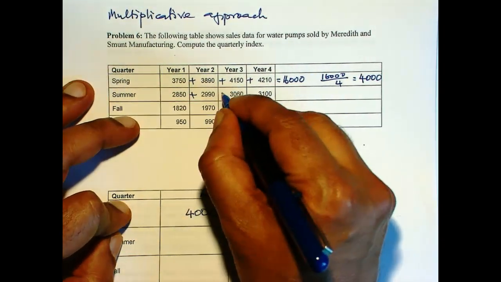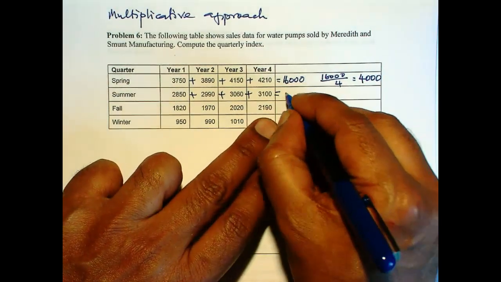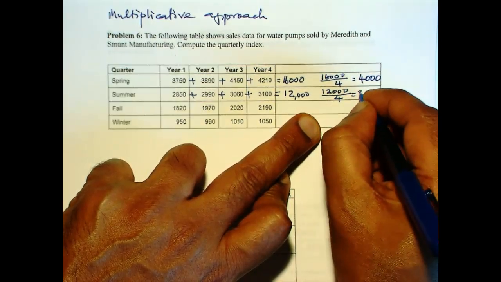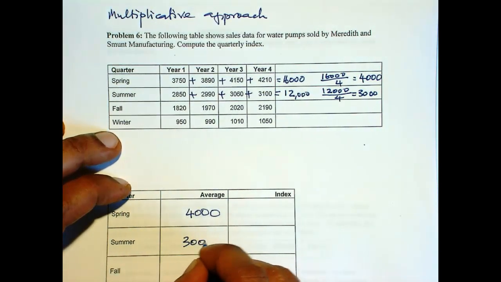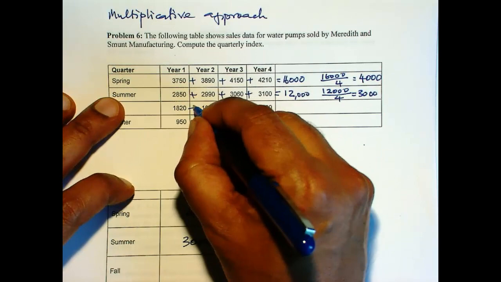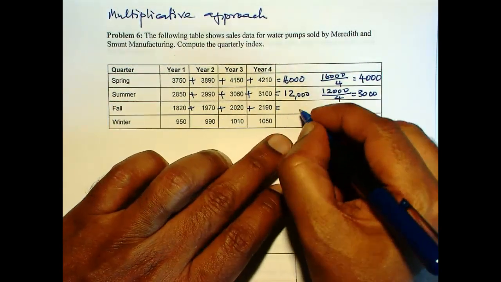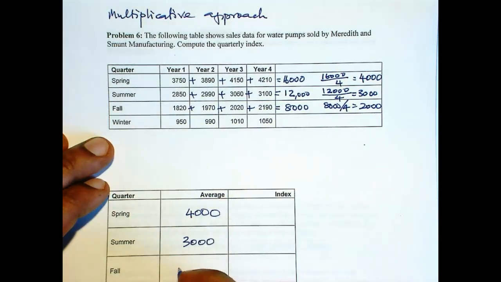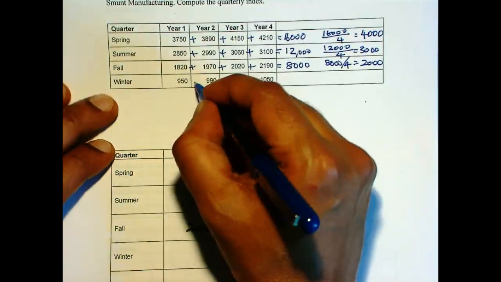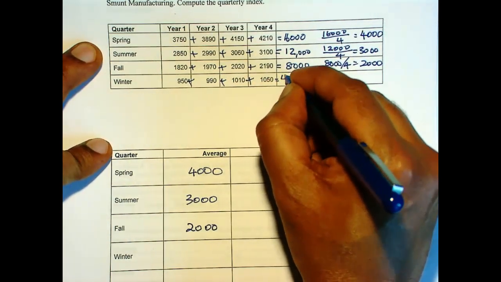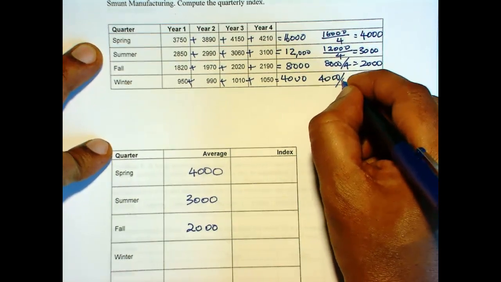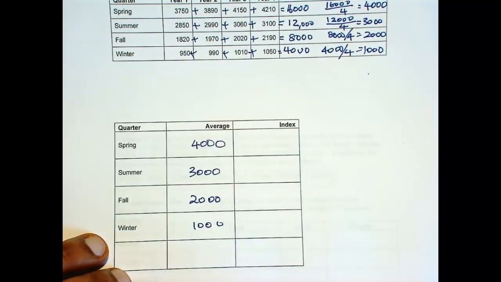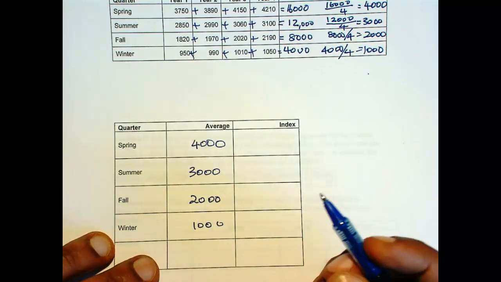Summer average, again add them, you get 12,000. Then you go 12,000 divided by 4 is 3,000. Then this sum is 8,000. 8,000 divided by 4 is 2,000. And then winter is 1,000. So these are the averages for each of the quarters.